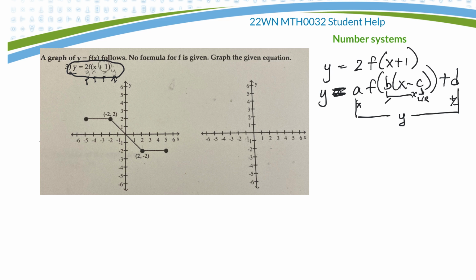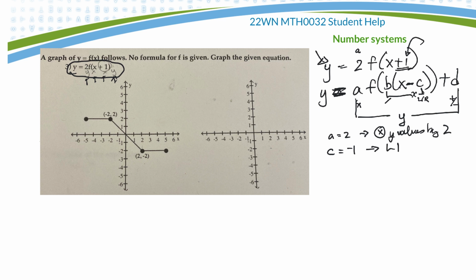Okay, so when I look at this question here, I see an a value of 2. So since a is 2, that means I'm going to multiply all the y values by 2. And then the only other number I have there is this one. That's a c value. And if it's positive 1, we know that moves it left 1. So since c, and the formula has a minus in there, c is really negative 1. So that moves the graph left 1. So I'll subtract 1 from all of the x values.